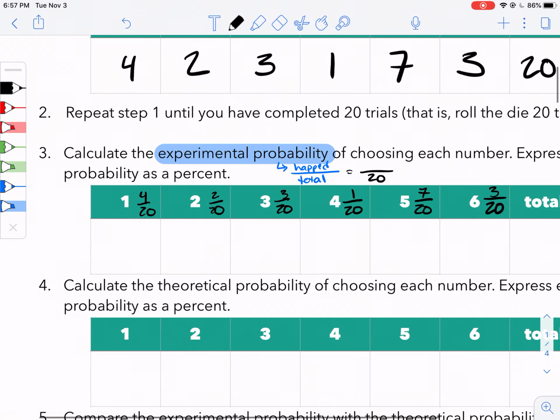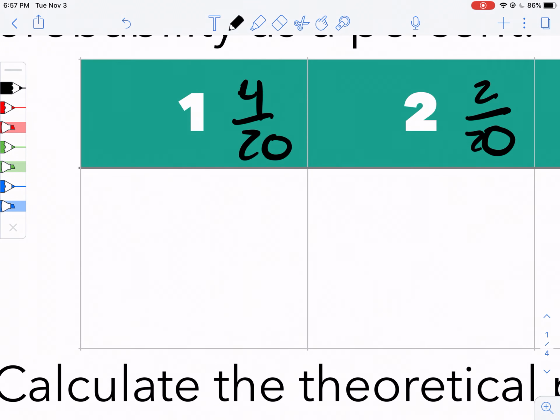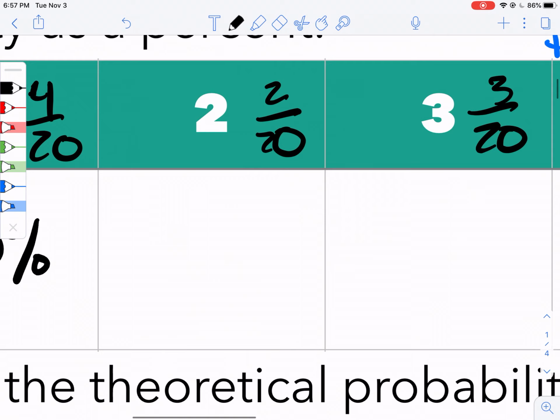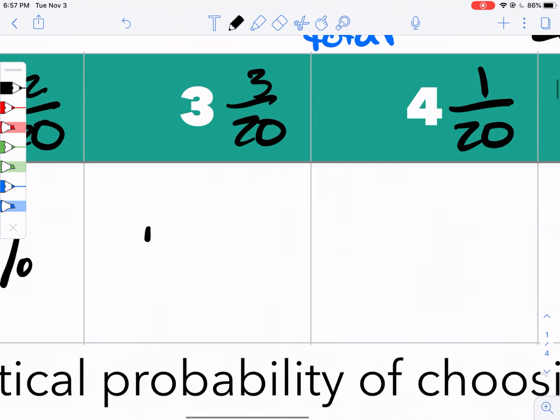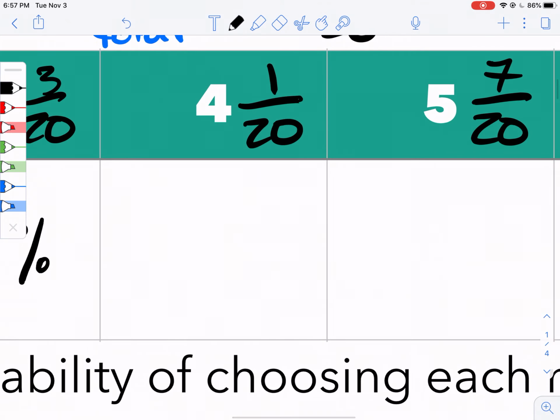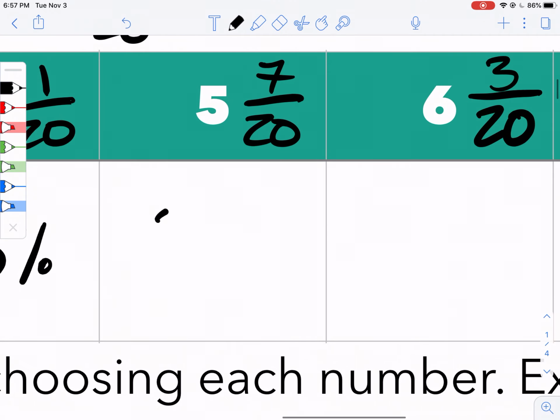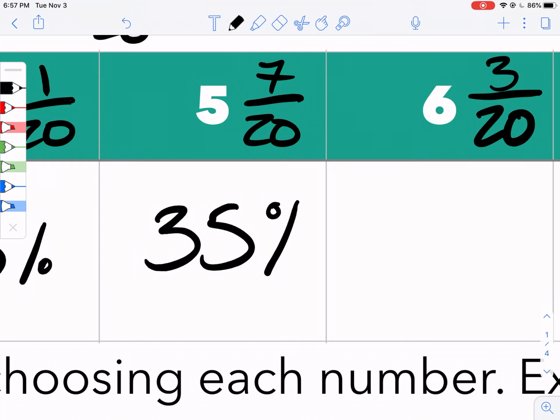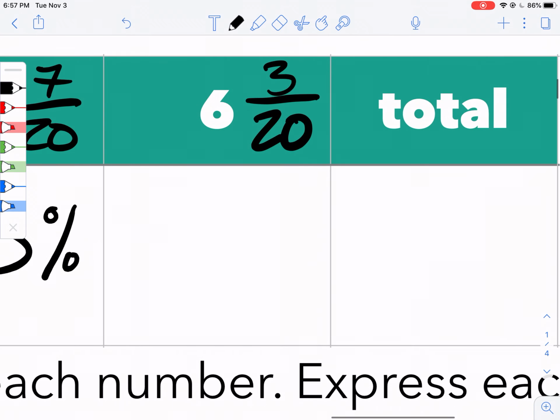Now I need to calculate what percent that is. 4 over 20 gives me 20%. 2 over 20 gives me 10%. 3 over 20 gives me 15%. 1 over 20 gives me 5%. 7 over 20 gives me 35%. And for my 6, 3 out of 20 gives me 15%.